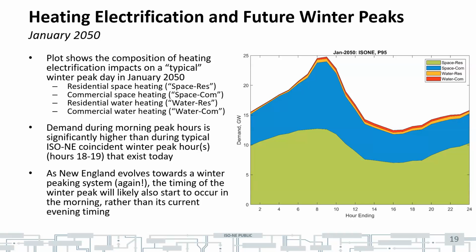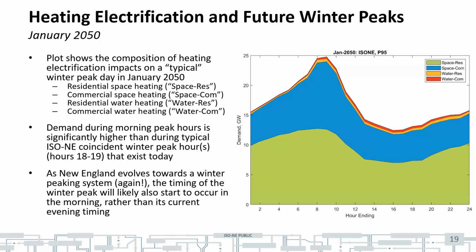So you see the residential space heating in green, commercial space heating in blue, and the top two slices is what I was talking about. That's residential and commercial water heating, and those slices are rather small, so they're not really worthy, according to our results, of talking too much about in the whole scheme of things here.